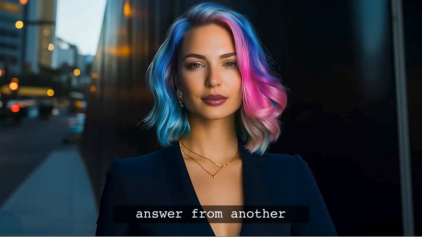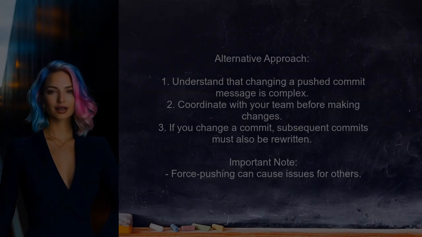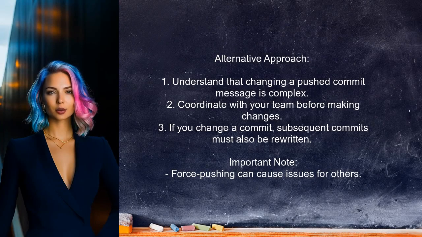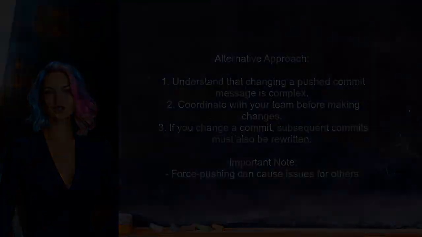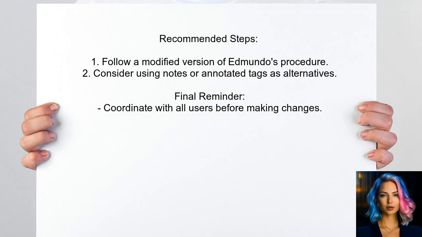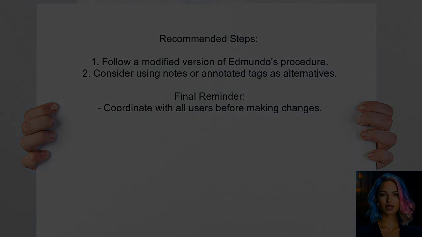Let's take a look at an answer from another user. This user explains that changing a pushed commit message is complex. They emphasize that while you can replace a commit with a new one that has a different message, it requires careful coordination with your team. If you change a commit that has subsequent commits, those will also need to be rewritten, which can lead to complications for others working on the repository. The user suggests following a procedure similar to Edmundo's, but with modifications. They recommend considering alternatives like notes or annotated tags if you want to avoid the complications of rewriting history.